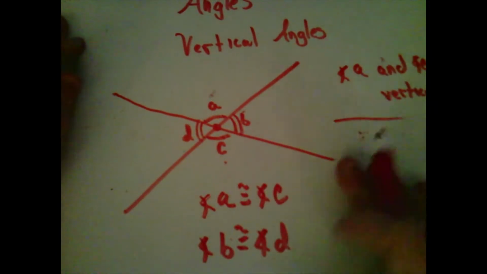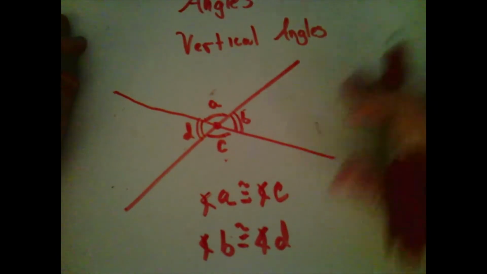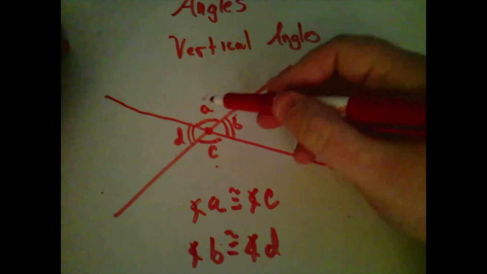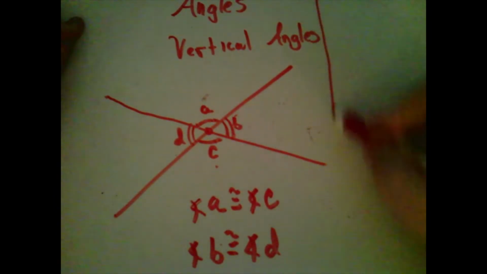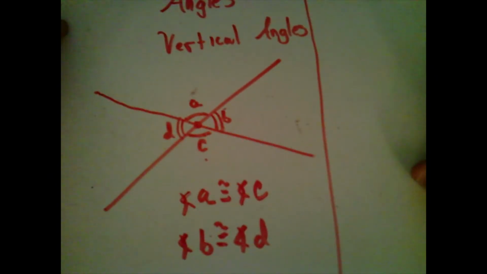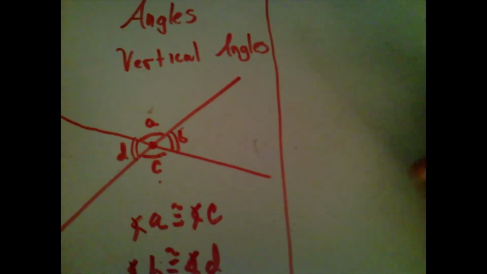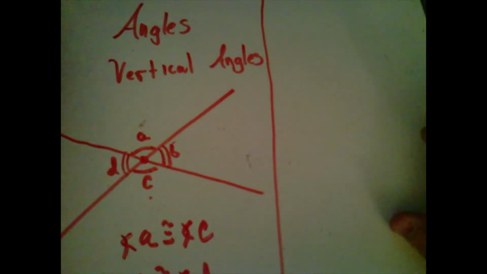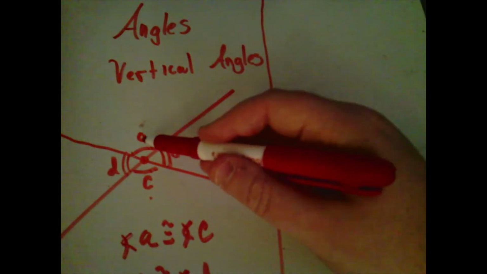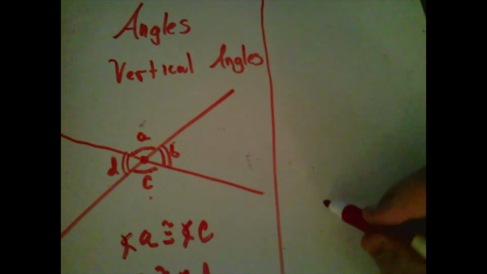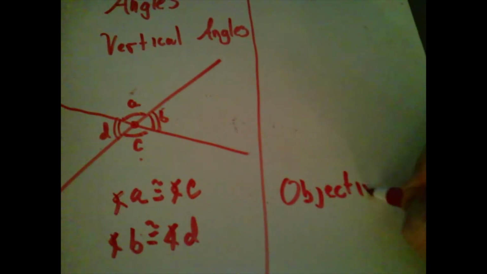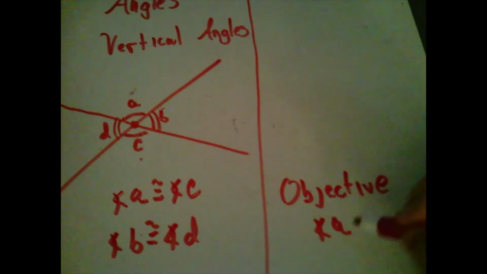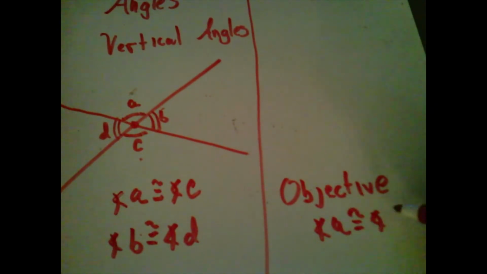There is an interesting notion about why this is true. Why is it that angle A and angle C are actually the same? Well, let's show it algebraically. Let's see if we can figure out why this might be the case. Our objective is to show that angle A and angle C are the same. So, objective, put it down here. Angle A is congruent to angle C.